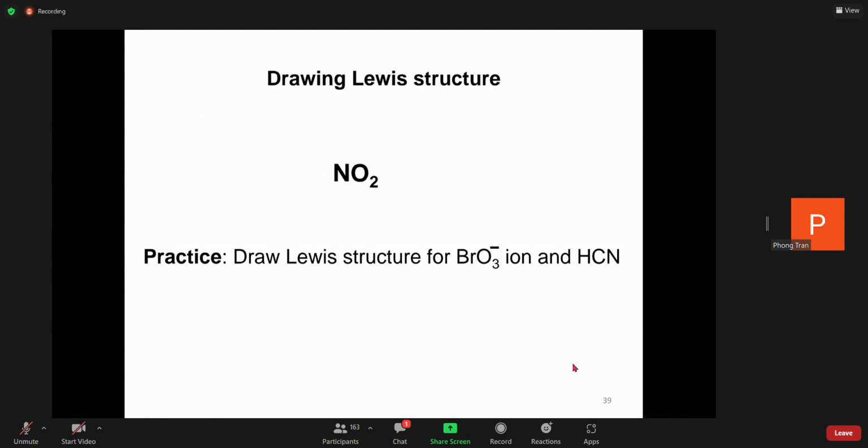Now, let's be practical a little bit. Can you draw the Lewis structure of the molecule NO2? You can have 2 minutes to finish this practice exercise. Please take a paper and try to draw the Lewis structure of the molecule NO2.